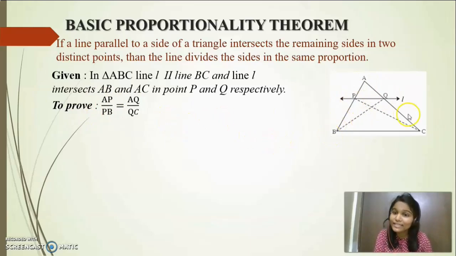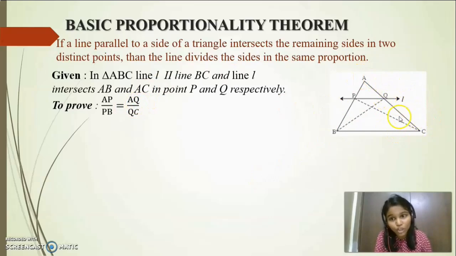What will be the reason? Because these two triangles have a common vertex, which is Q, and their bases, that is AP and PB, are lying on the same line. Therefore their heights will be the same. So what will be the construction? Join P and Q.